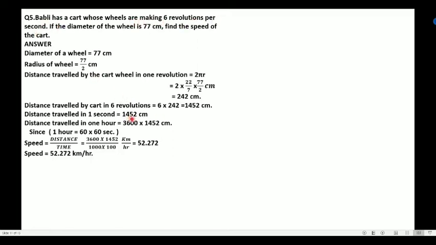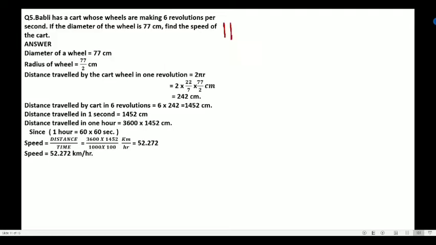So in 1 second the distance traveled is 1452. Now we need to convert it into hours. To convert the seconds into hours, we will multiply this. In 1 second this is this one; in 1 hour we will multiply it with 3600. Now let me show you how the working has been done here.